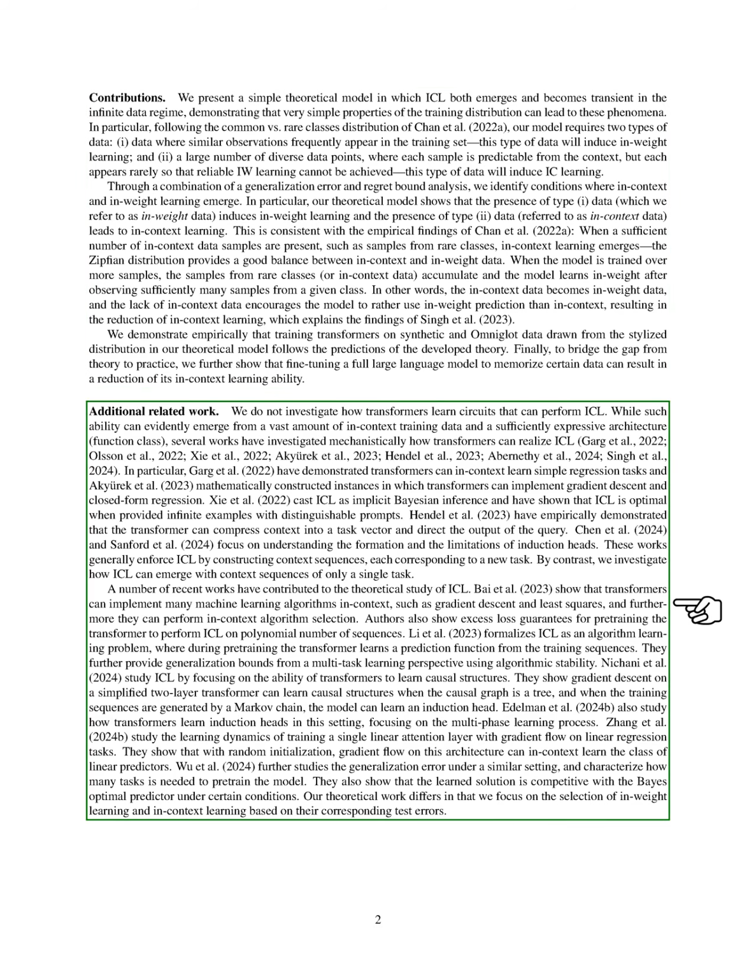While we do not focus on how transformers learn circuits for ICL, we acknowledge that this ability can arise from extensive in-context training data and a sufficiently expressive architecture. Several studies have explored the mechanisms behind ICL, showing that transformers can learn simple tasks and implement various algorithms in context. Our investigation differs as we examine how ICL can emerge from context sequences related to a single task, rather than multiple tasks.